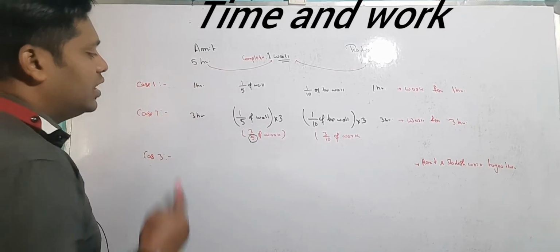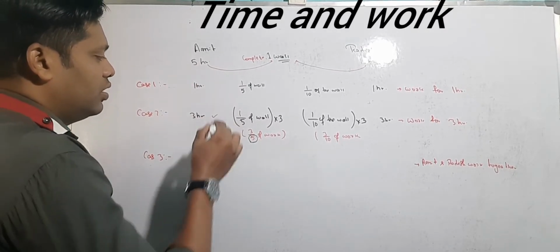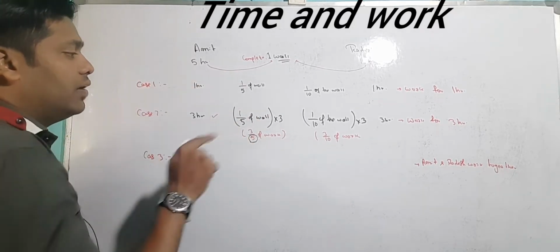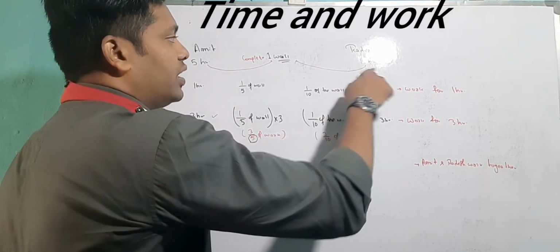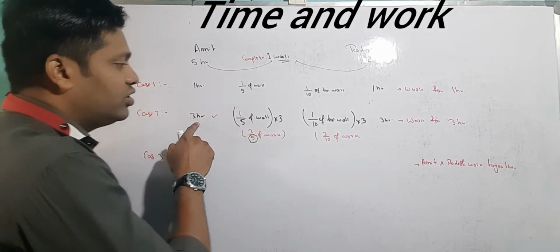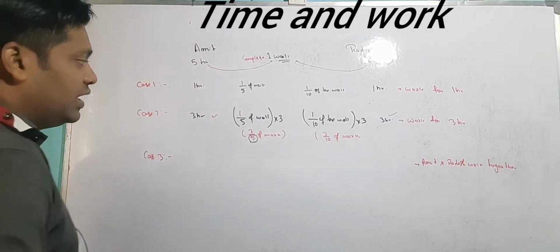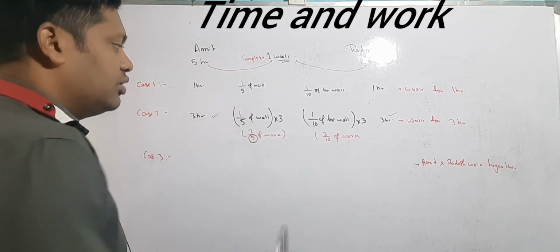For 5 hours or 3 hours? Sir, he has worked for 3 hours only. Okay, so this is the capacity: if he is working for 5 hours, the work is done. If he is working for 10 hours, work is done. But he has worked for only 3 hours. So for 3 hours, how much work has he done? He has done 3/5 of the work.